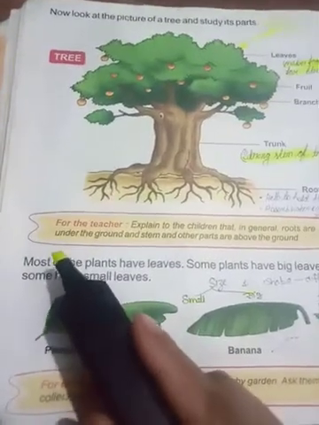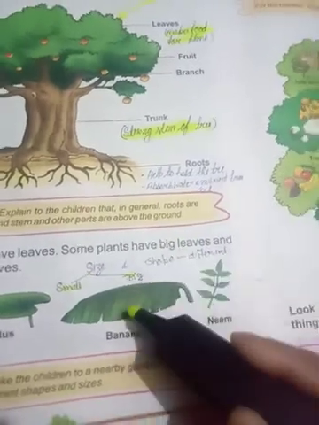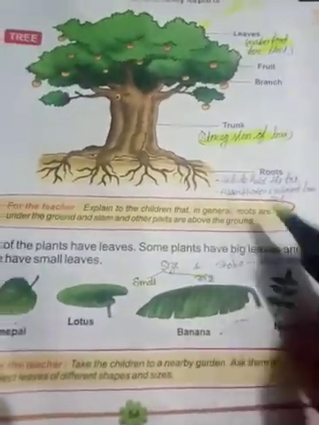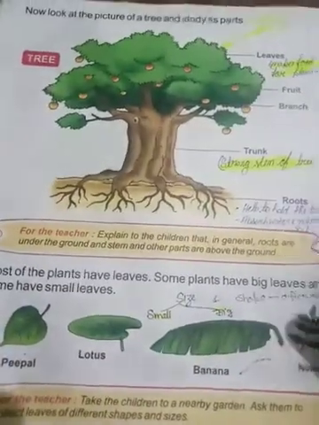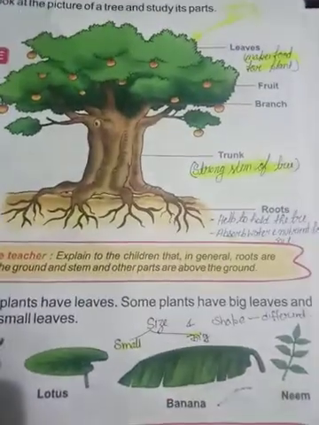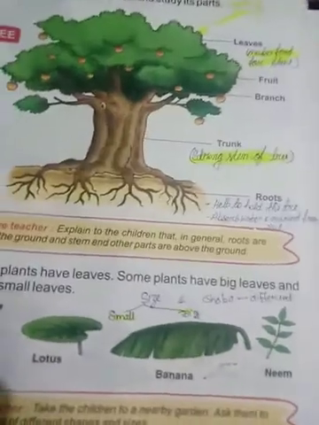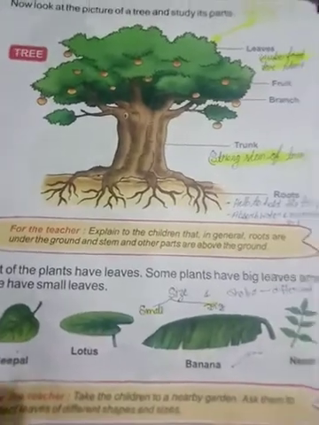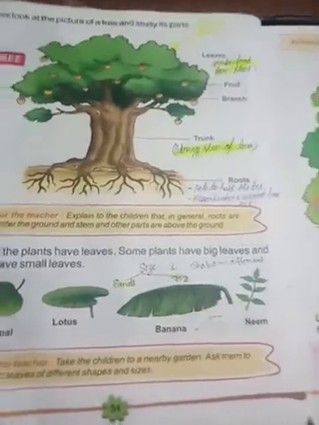So let me read it. Most of the plants have leaves. Some plants have big leaves like banana, and some have small leaves like neem. Today this is the only part we will discuss. In the next part of this chapter, we will discuss the products we get from plants. So students, read it. It is very helpful for you and we should know everything. I am just revising again.